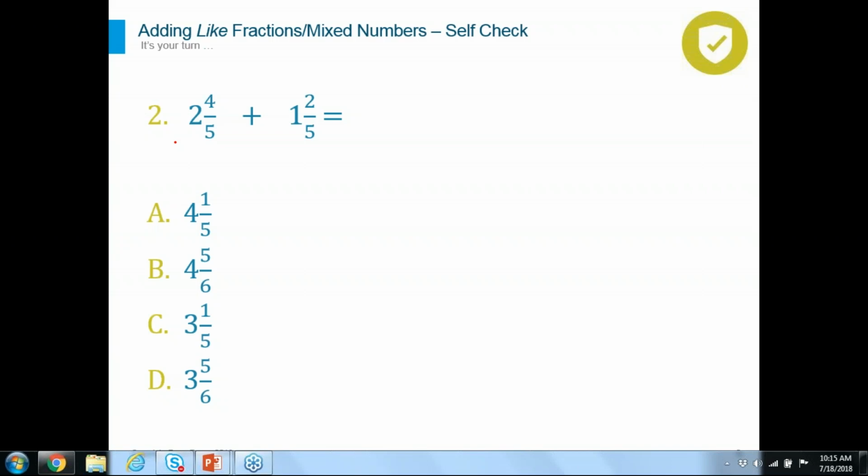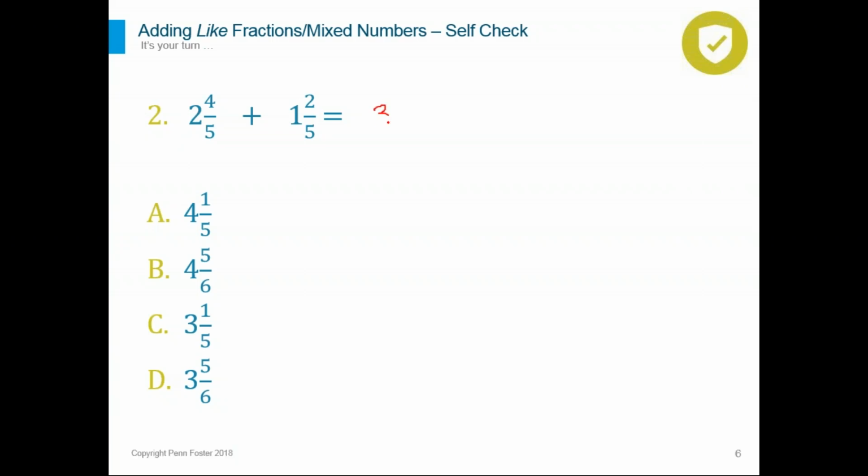So, same denominators, then we add the whole numbers. 1 and 2 is 3. 4 and 2 is 6, and then keep the 5. This is not in simplest form. 6 over 5 is an improper fraction. An improper fraction means that the answer is not in simplest form.